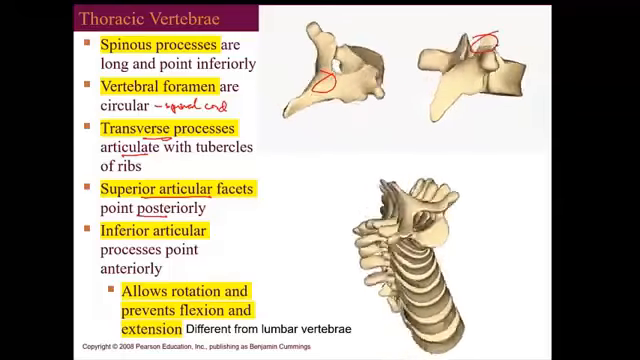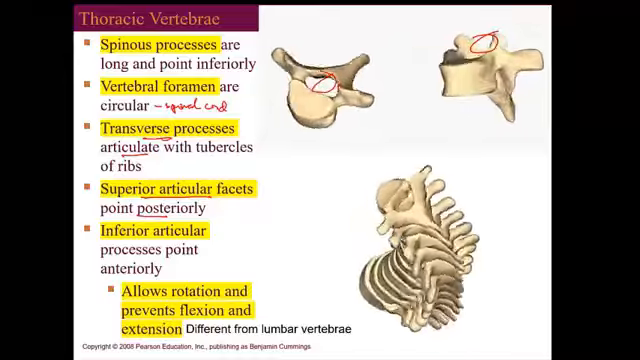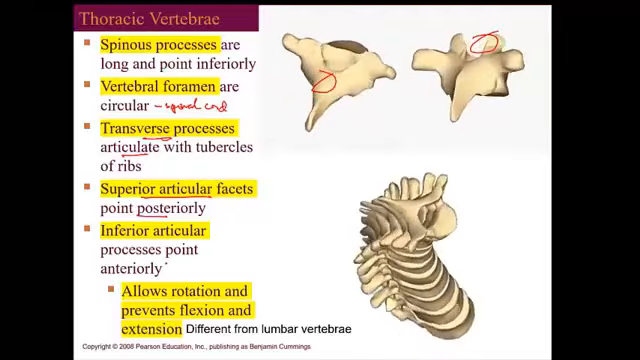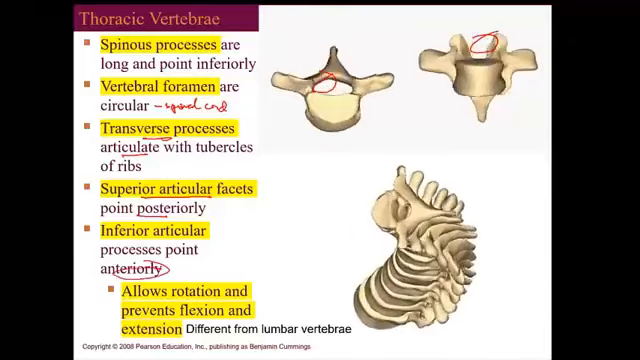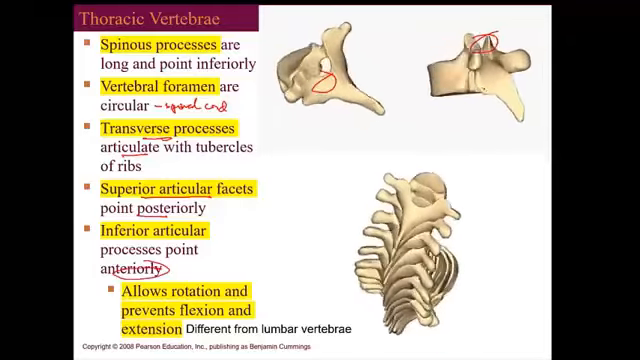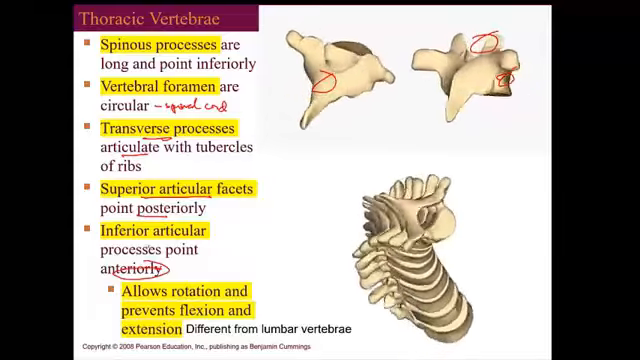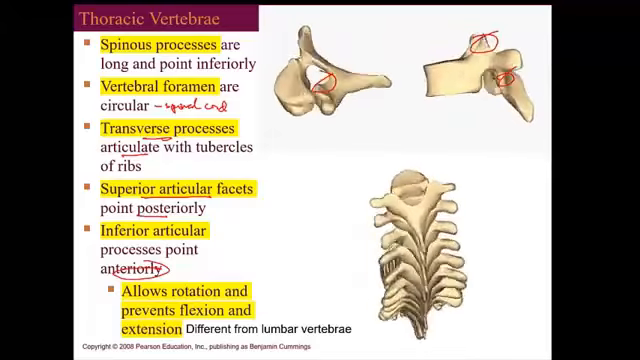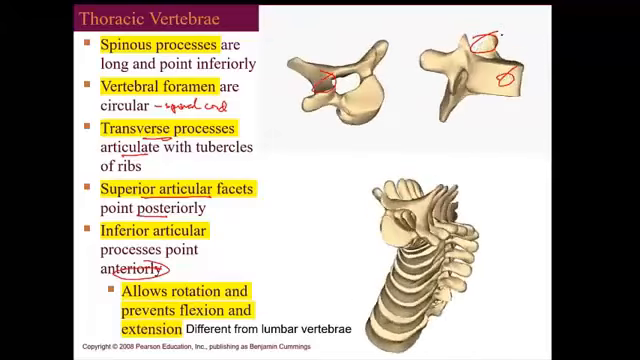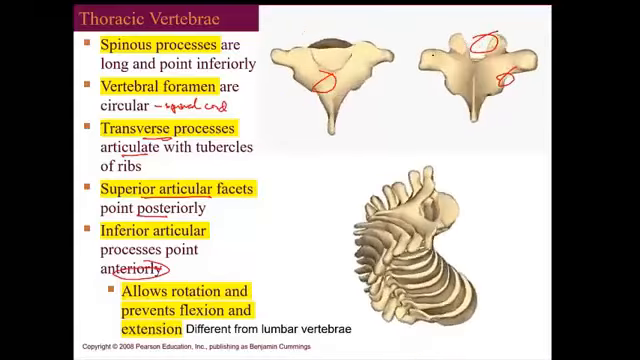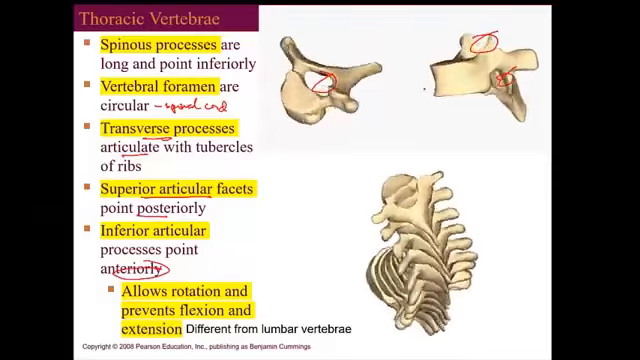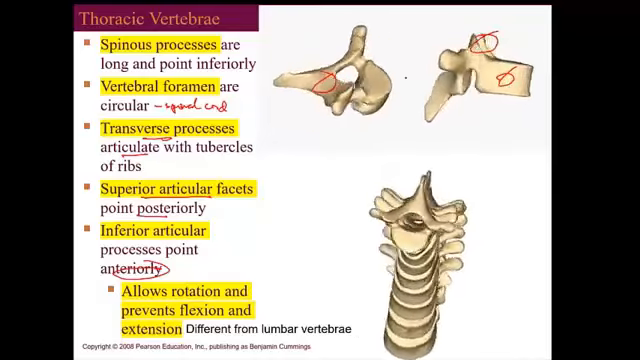So this is going to be your superior articular facet. The inferior articular facet is the one that points anteriorly. So the anterior one is the one that you see here. That's your inferior articular process. They point anteriorly, and the superior articular facets point posteriorly. So those are the facets that articulate with each subsequent vertebra.